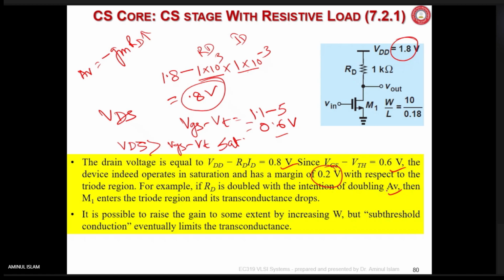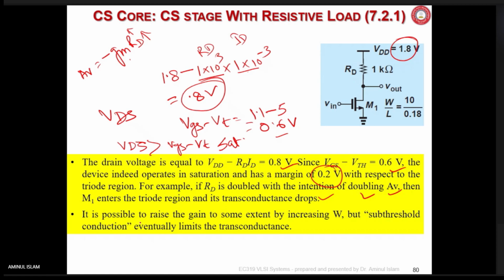So somebody will try it. He may try to double the value of RD. Then M1 enters the triode region and its transconductance drops. GM will drop. You are going to increase this to get higher gain, but GM will drop if it is entering the triode region. Is it understood? In the first lecture also we discussed the same thing, in the last class, I think.